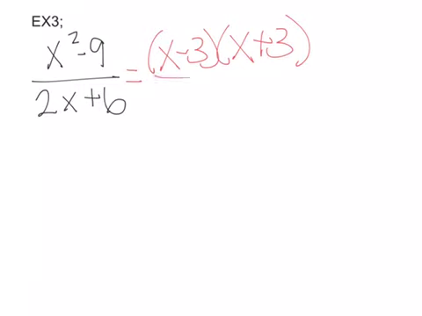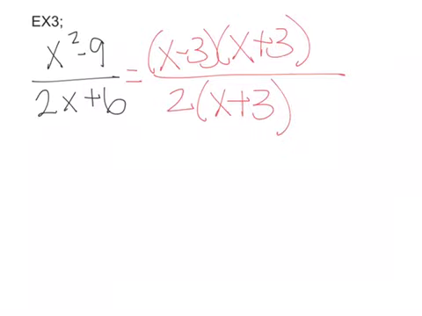Now in the bottom, again, I notice it's a binomial. The first thing I always look for when I factor is a GCF. And 2x and 6 do have a GCF of 2. So I'm going to take that 2 out, and then write what's left, which is x plus 3. Now if you notice, the top is (x minus 3) times (x plus 3), and the bottom is 2 times (x plus 3).